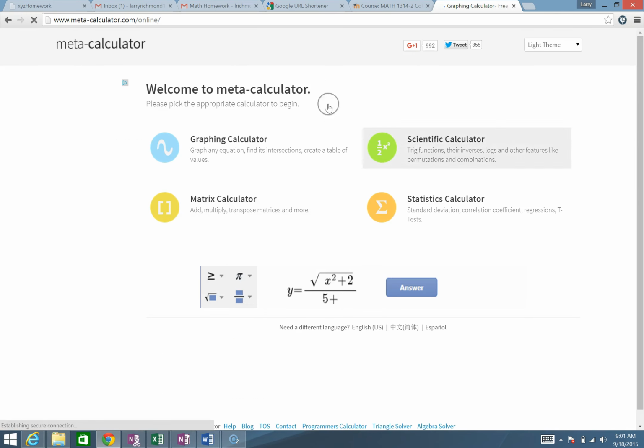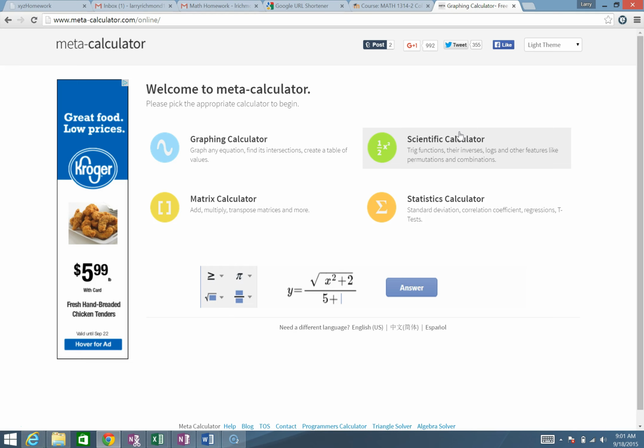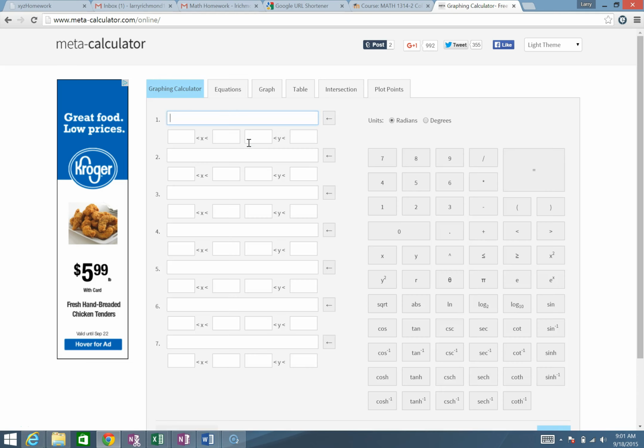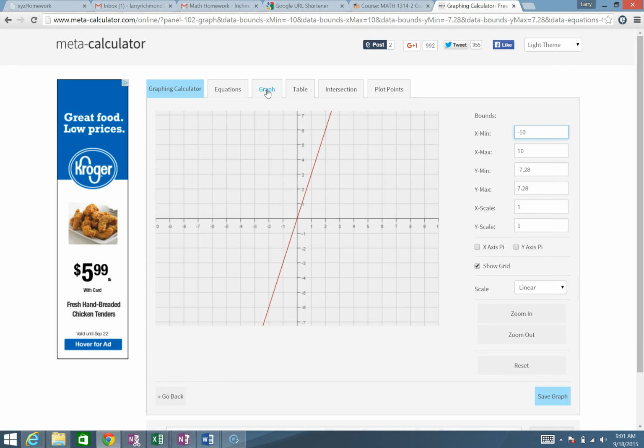All right, you'll see several different things. They have a scientific calculator that you could use and a stats calculator. We're clicking on graphing calculator. Now we have a place where we can enter in several different functions. In this top line, I'm simply clicking on y. Then here's my equals, and I'm typing in 3x. And then I can simply hit graph. And it will nicely graph this equation for us.